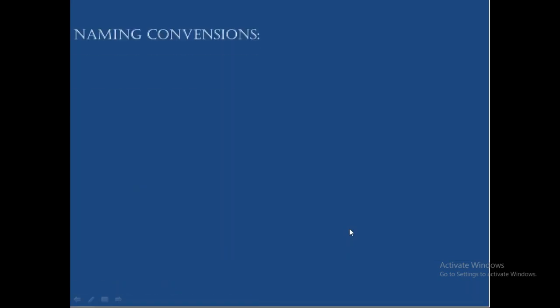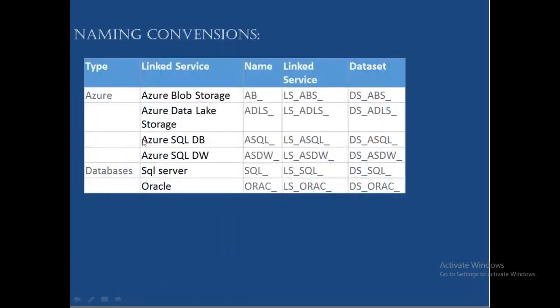Now, naming convention. When you are creating, for example, a linked service or data set for your blob storage, you need to name it like this. Here, ls is a linked service for Azure blob storage, ABS, and DS is a data set for Azure blob storage. Next, for Azure Data Lake Storage, you have to say ls underscore Azure data lake storage and DS underscore Azure data lake storage. DS is a data set, ls is a linked service.